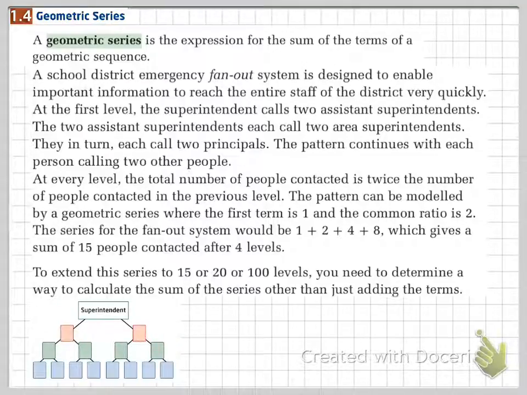So here's the superintendent calling two people. They in turn call two people. They in turn call two people. So at the first level is a 1, second level is a 2, next level is a 4, and next level is 8. So there we have a geometric series.